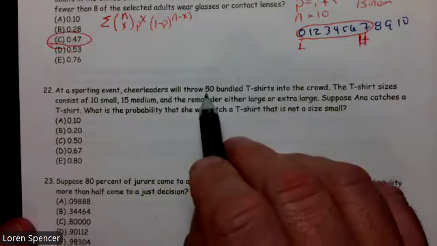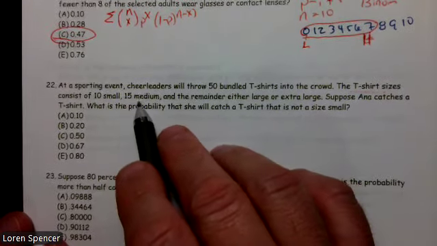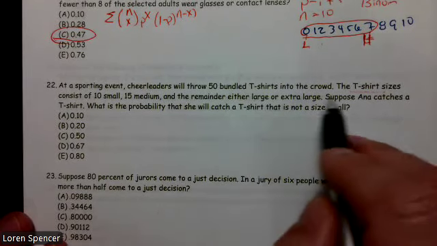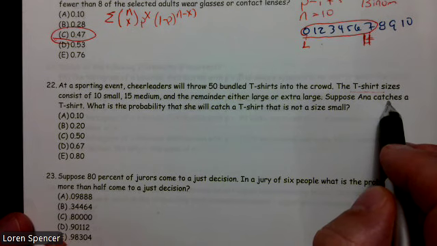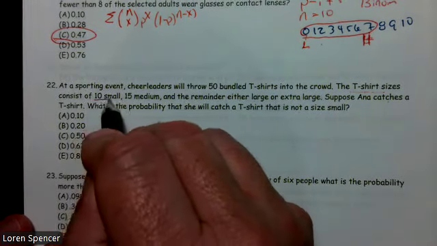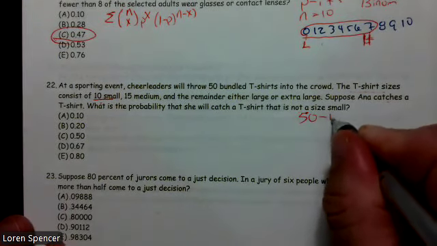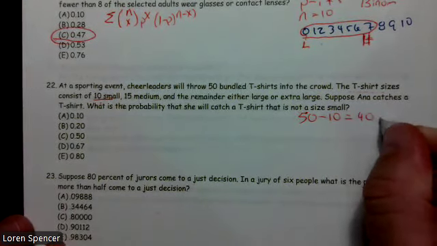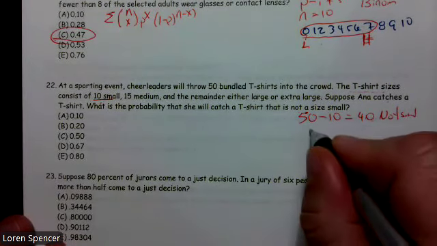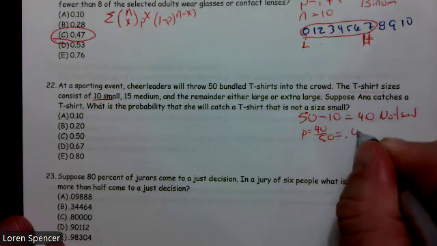At a sporting event, cheerleaders will throw 50 bundled t-shirts into the crowd. The t-shirt sizes consist of 10 small, 15 medium, and the remaining are either large or extra large. Suppose Anna catches a t-shirt. What is the probability she'll catch a shirt that is not small? Well, if 10 are small, that means 50 minus 10 equals 40. Those are not small. And the probability would be 40 over 50, which is 0.80.